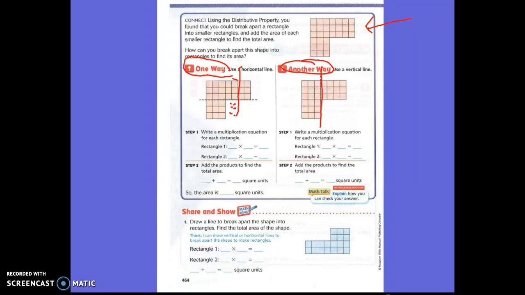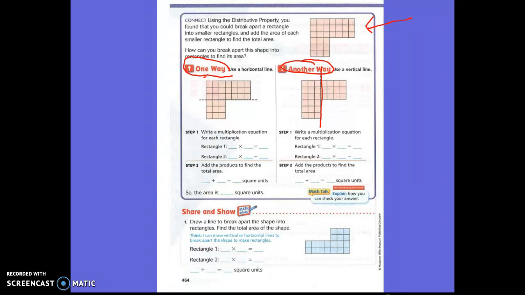Can you do it diagonal? Like from corner to corner? No. Because how are you going to figure out how many squares they are? You can't. Because you're splitting the squares now into triangles. It doesn't make sense. How do you count triangles?